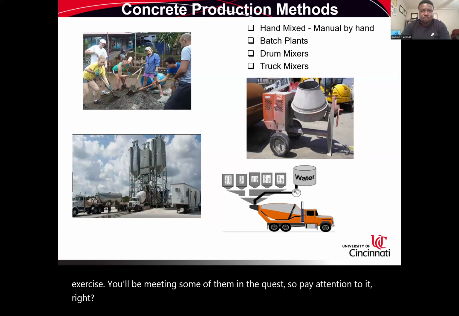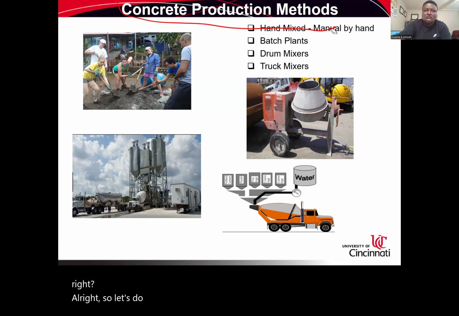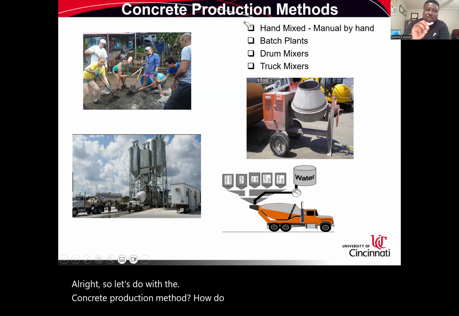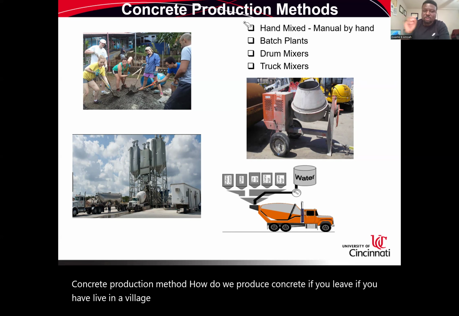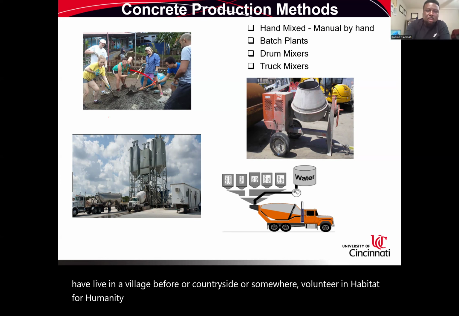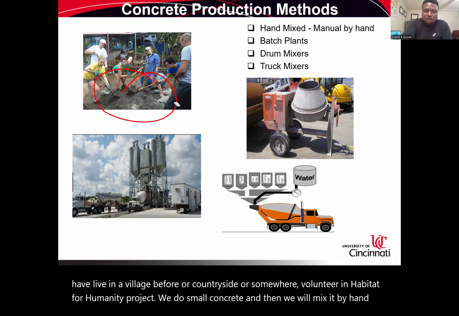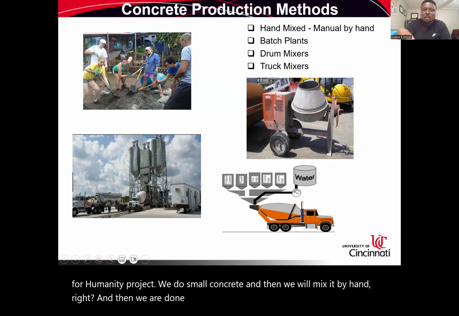All right. So let's deal with the concrete production method. How do we produce concrete? If you have lived in a village before, or the countryside, or volunteered on a Habitat for Humanity project, we make small batches of concrete and mix it by hand, right? Then we are done. All right. Again, think about hand mixing. It's just manual work.